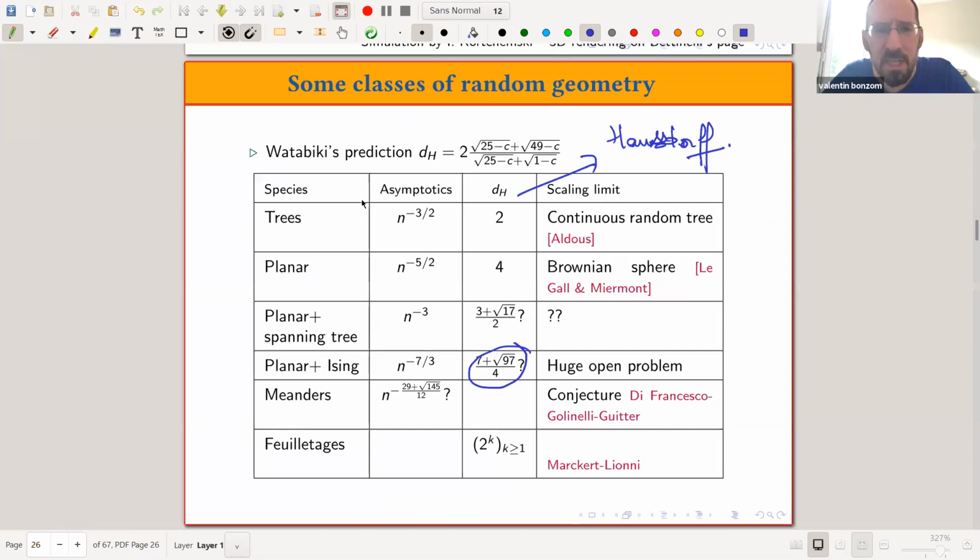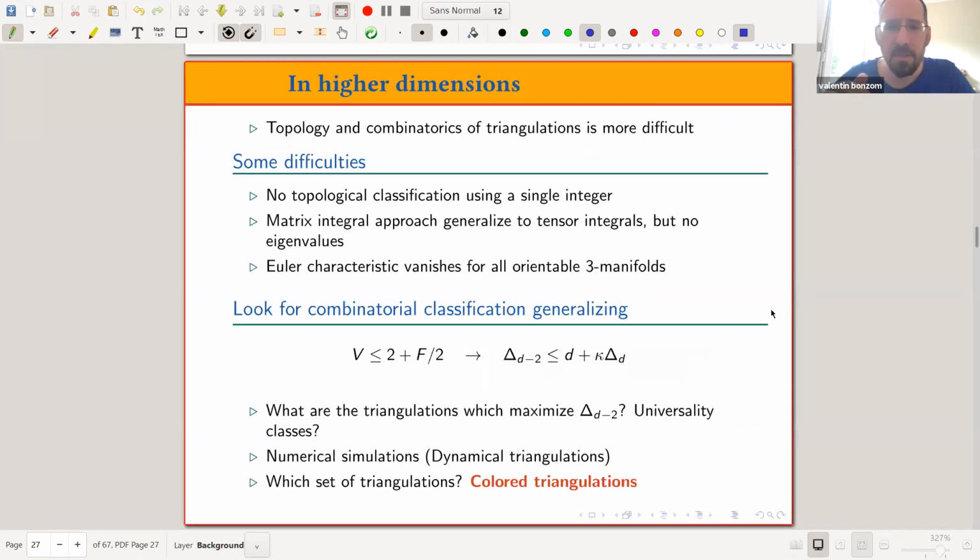Okay, there's a Watabiki conjecture or prediction that gives you a Hausdorff dimension in terms of c, a number here, which is called the central charge, because everything here is in fact related to conformal field theory, but I will not explain. That's quite a lot already to digest in 2 dimensions, so I won't go further into it. If you have questions, we can take a few seconds to write and answer them. Otherwise, that's all I wanted to say in 2D.